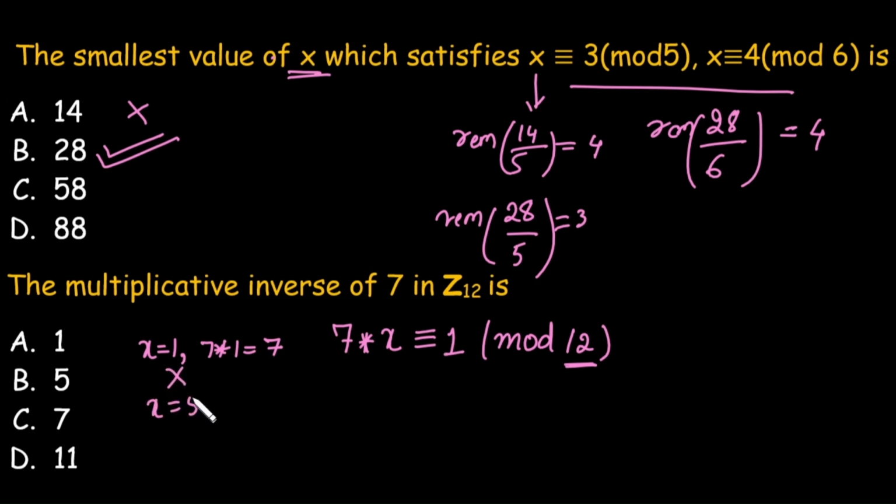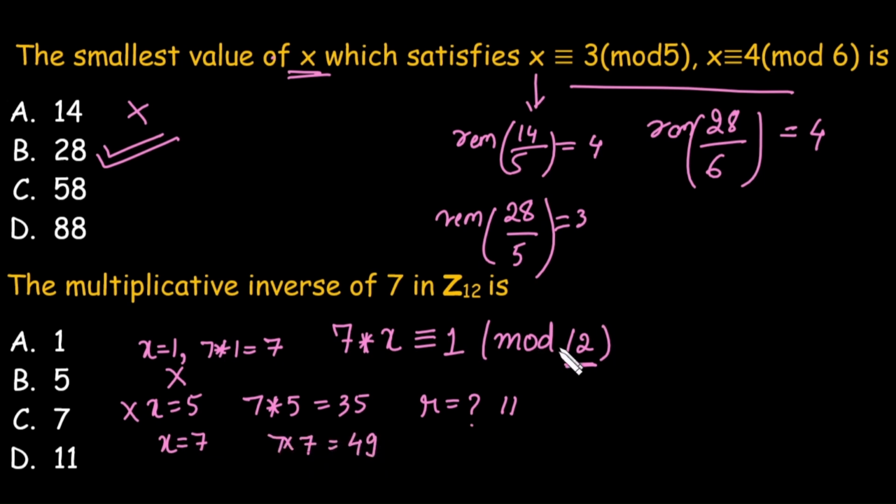X is equal to 5. 7 into 5 is equal to 35. When divided by 12, remainder is equal to what? That is 11. Hence, that is also not the correct answer because we need the remainder 1. X is equal to 7. 7 into 7, 49. When divided by 12, remainder is 1 and even we need the remainder as 1. Hence, option C is correct.